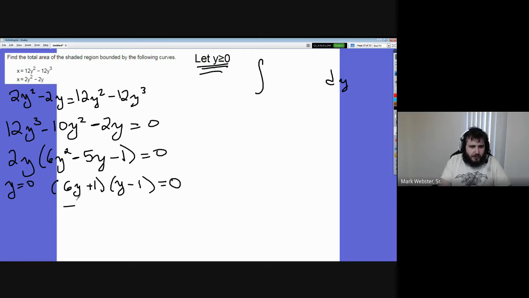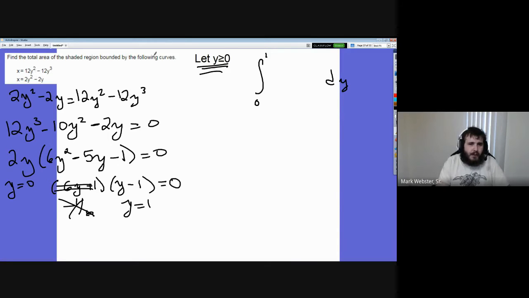So let me solve. This one comes out to be a negative 1/6. Well, that's not good. That's not greater than or equal to 0. So I can ignore this one. This one comes out with y equals 1. Hey, there's my other bound of integration. So I'm going from 0 to 1. And once again, it doesn't really matter which one of these is on top or on bottom. If you get the negative answer, just flip it around, right?